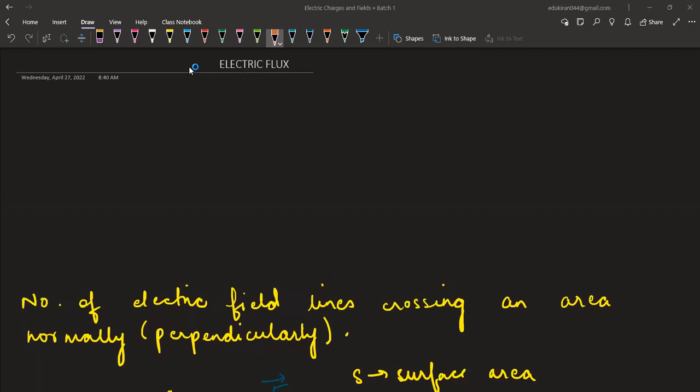Yes, class. So in the last class, Sufyan and Taha, we have completed the electric field portion and torque portion. So just one topic is left, electric flux. Let me start with the discussion of that.